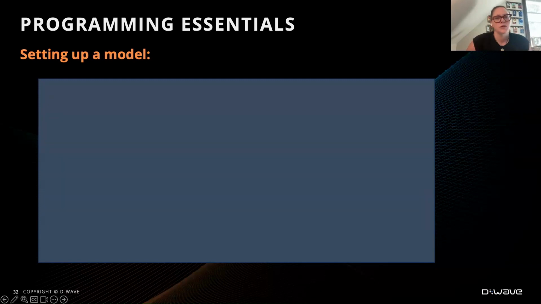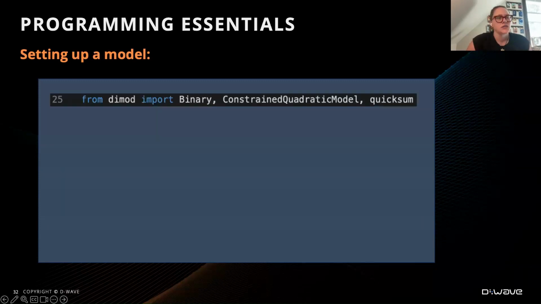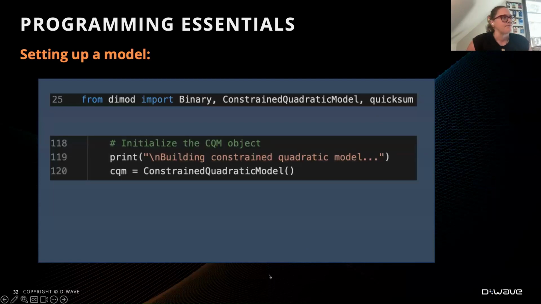Next, we'll set up a model. So again, from our dimod package, we'll import this constrained quadratic model, and that's going to hold our objective function and our constraints as well as our variables. And we can instantiate an instance of that class. So here's our CQM model, and we'll use that name to feed in our objectives and constraints.